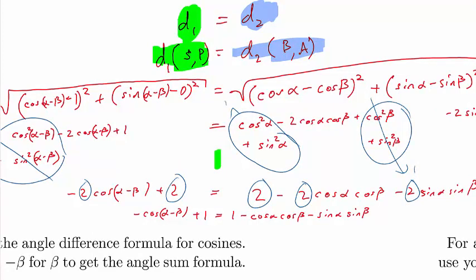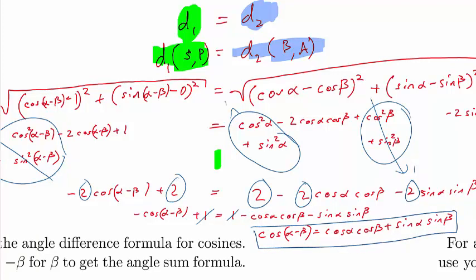And what's really cool, both have a 1 there. That's pretty simplified. And note, everything's got a negative sign, so we just multiply through by -1 to make everything positive. And we end up with this formula: cosine alpha minus beta equals cosine alpha cosine beta plus sine alpha sine beta. And that is the result we were looking for.